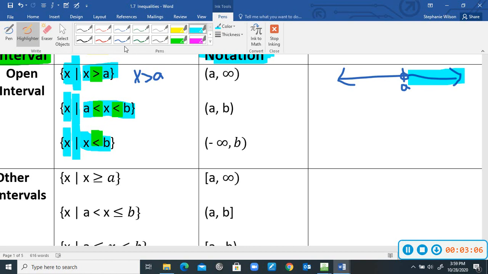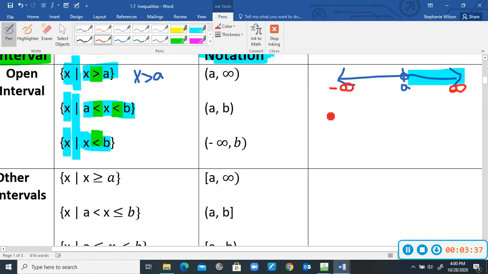How do I know that? Because the values to the right are all positive infinities, right? They go off that way. The values to the left go off to negative infinity. Okay? So now I can write my interval notation. Since it's open on a, I know it's going to get a parenthesis. And infinity does not ever get a bracket. It always gets a parenthesis because you cannot close infinity. You can't stop infinity.